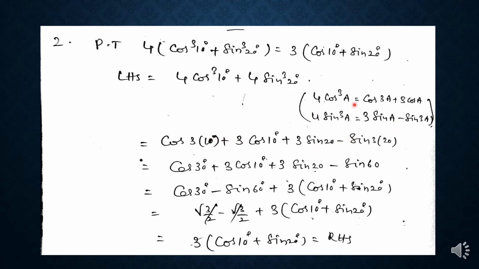So by substituting 4 cos cube a is equal to cos 3a plus 3 cos a, cos of 3 into 10 plus 3 cos 10 plus 3 sin 20 minus sin of 3 into 20. That is cos 30 degrees plus 3 cos 10 plus 3 sin 20 minus sin 60. Now cos 30 minus sin 60 plus 3 into cos 10 plus sin 20 degrees. Cos 30 degrees is root 3 by 2, minus sin 60 degrees is root 3 by 2, plus 3 into cos 10 plus sin 20. That is equal to 3 into cos 10 degrees plus sin 20 degrees, which is the RHS.